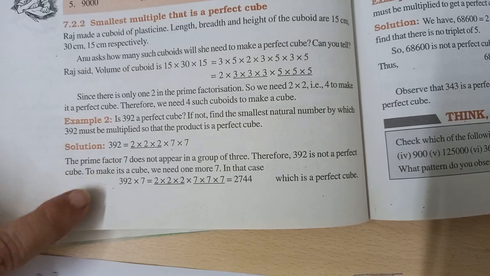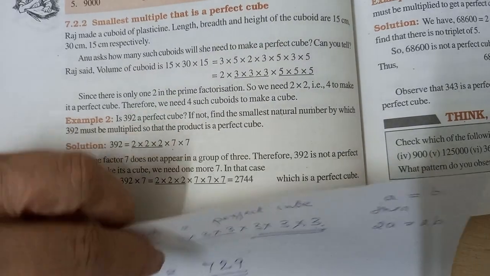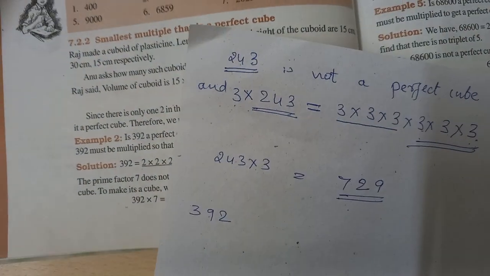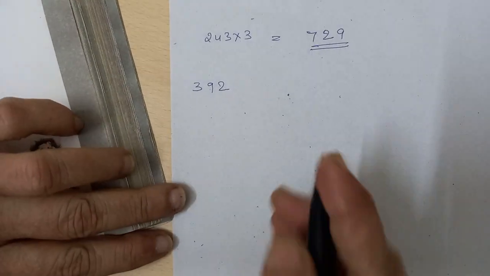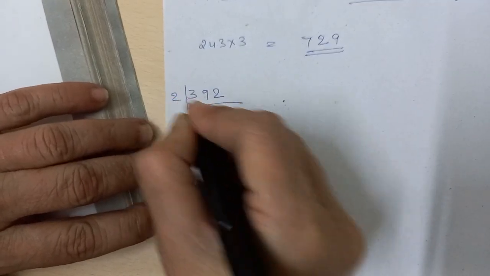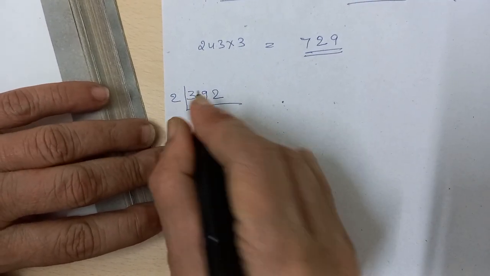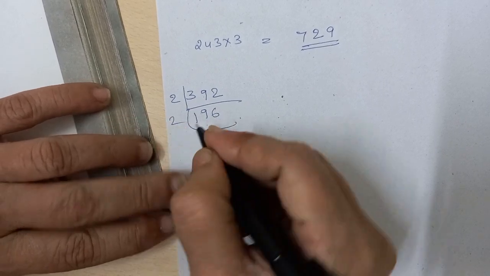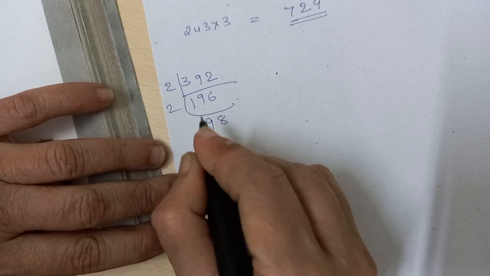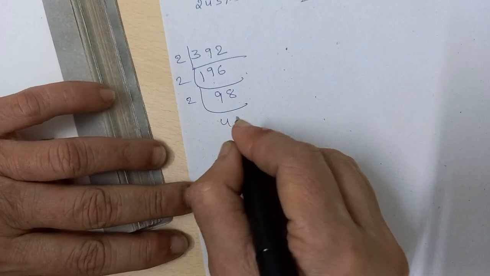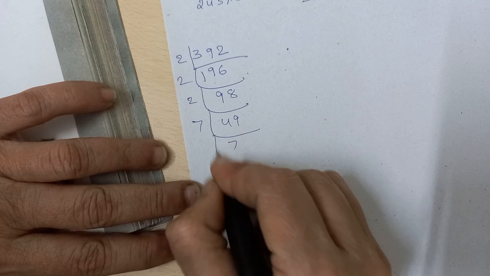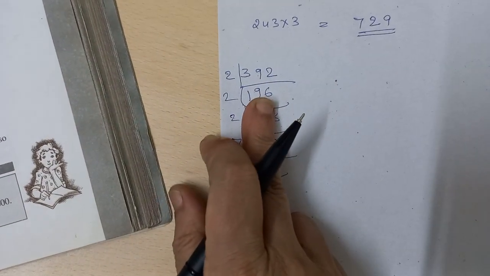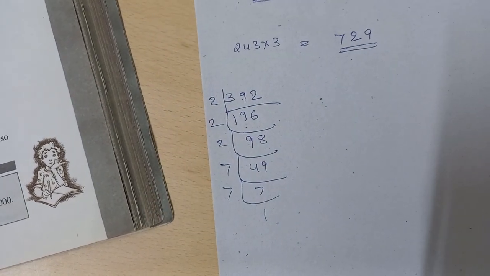So, did you get the prime factors of 392? How should we do? 392. Divide it by 2 first. 2 ones are 2, 1 remaining, 2 9s are 18, 1 is remaining, 2 6s are 12. Then 2 9s are 18, 2 8s are 16. Then 2. 2 4s are 8. 2 9s are 18. Then 7. 7 7s are 49. 7 1s are 7. This is how 392 is written as the product of these prime factors.